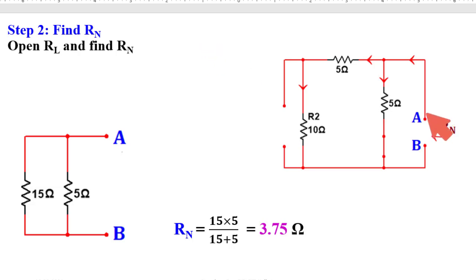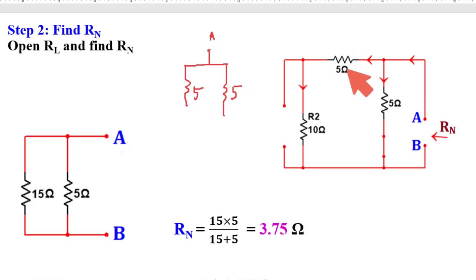How will we redraw it? From this A, we will start to walk. So say this is point A. When we come to here, we will get two paths. One is 5 ohm, another one is this 5 ohm. So after having a walk, we will get two paths. In one path, 5 ohm, in another path, another 5 ohm.